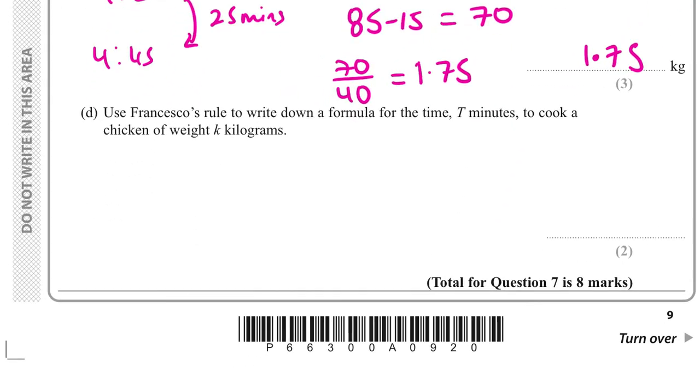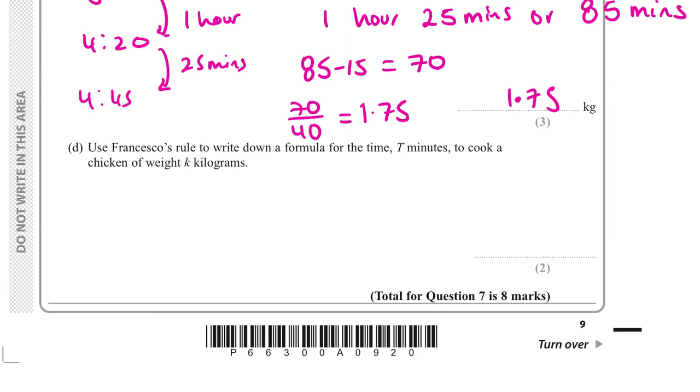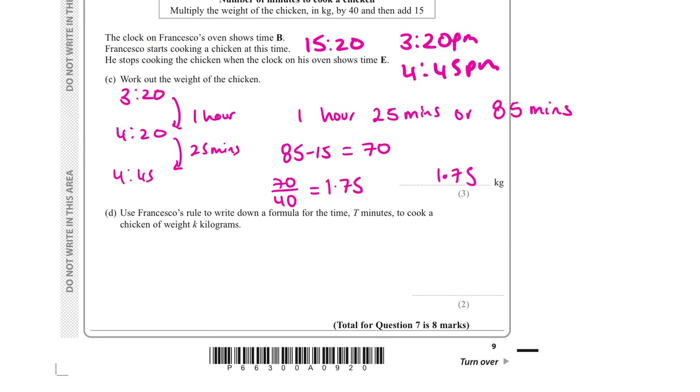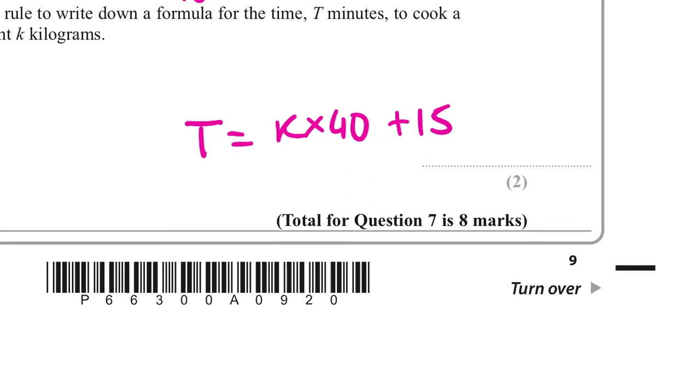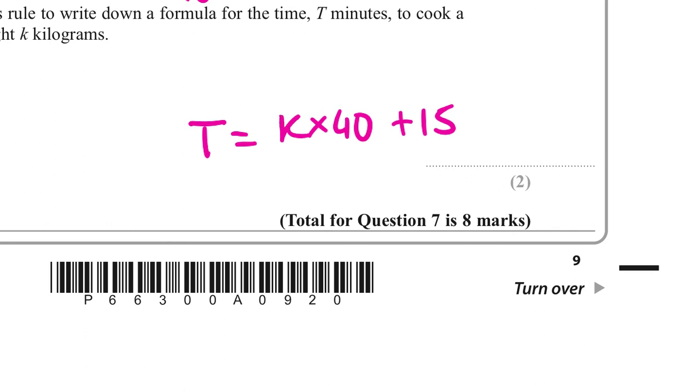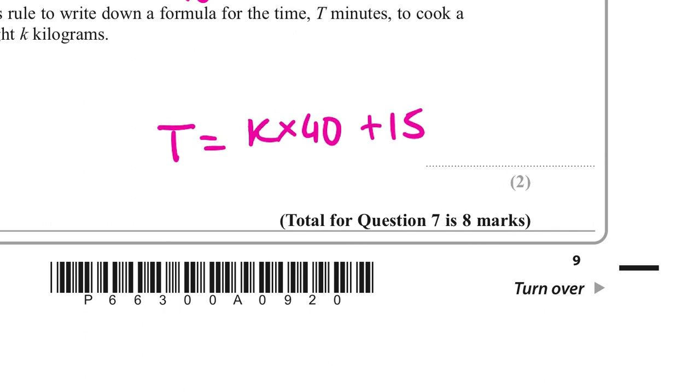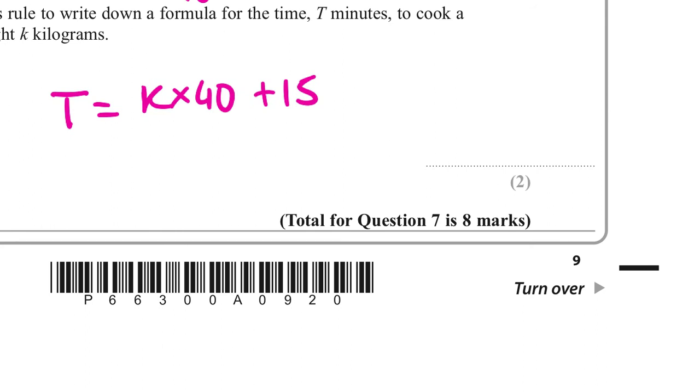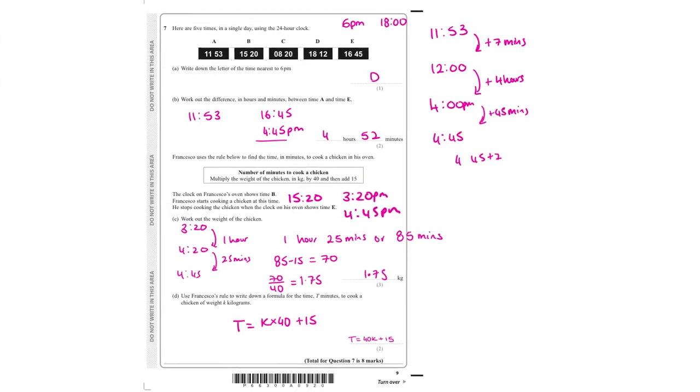Part D says, use Francois' rules to write down a formula for the time in minutes to cook a chicken of weight k kilograms. Okay, so we know the time equals the weight of the chicken, which is k, times 40, and we have to add 15. However, as we know, mathematicians are very innovative, a little bit lazy, so we're looking at the quickest way to write this. What we would actually write is t equals 40k, because we know that means 40 multiplied by k, plus 15. And that is going to give you full marks.